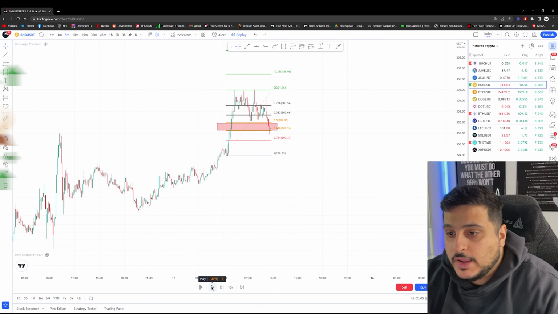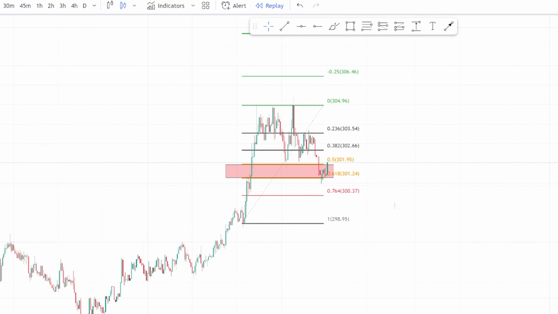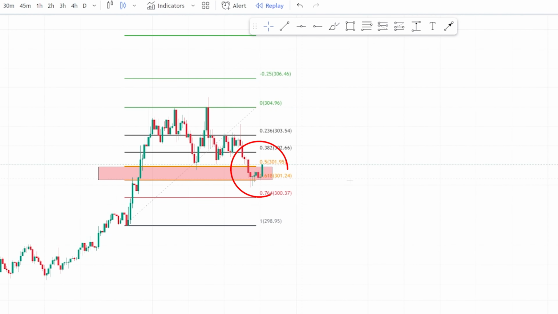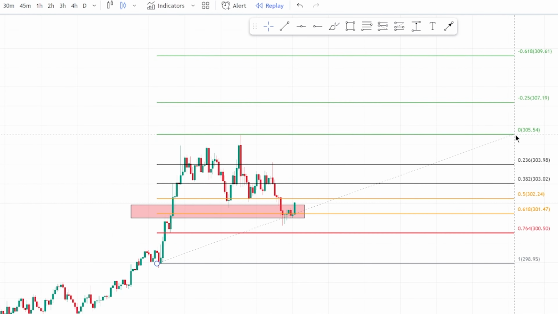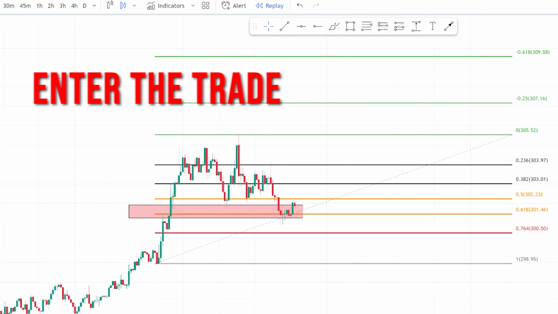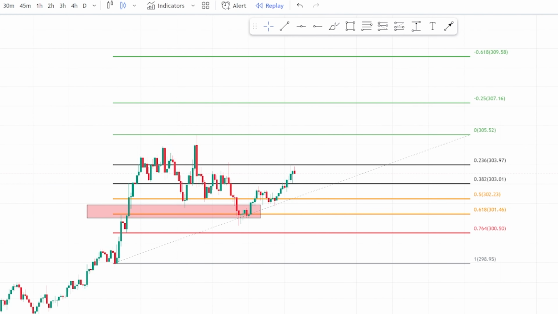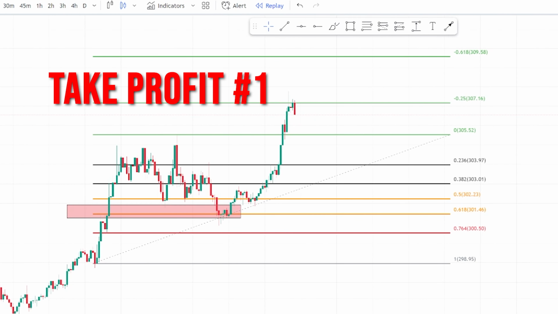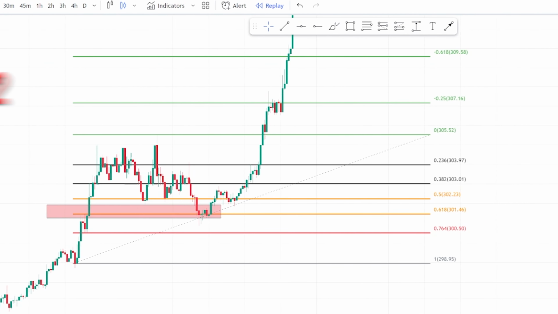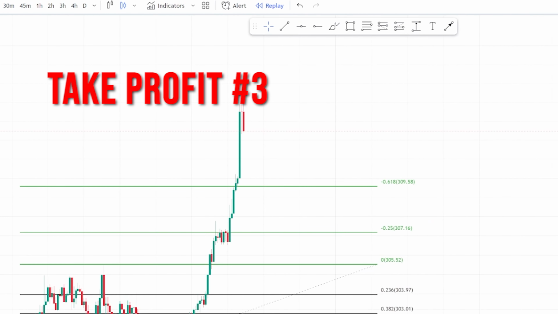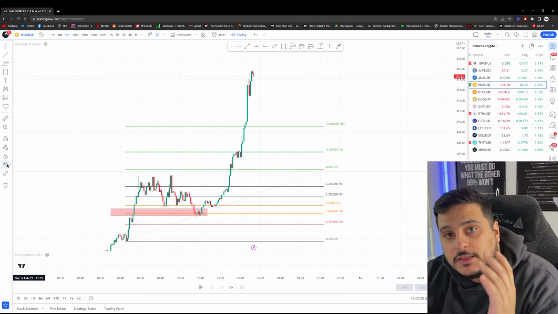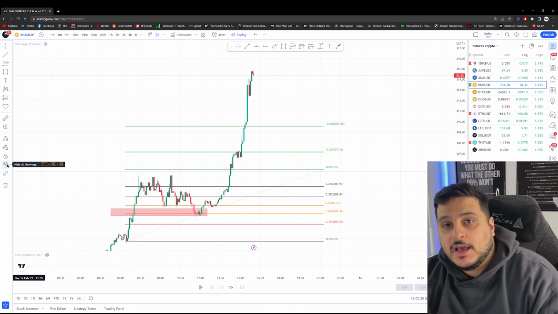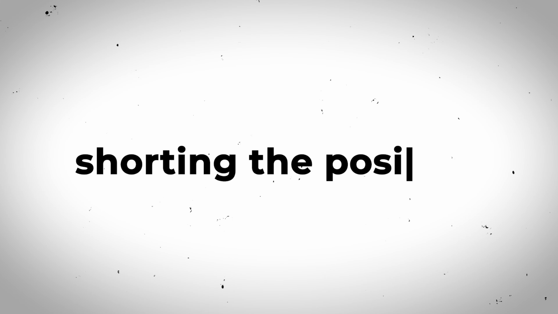We want to wait for a bullish sign. Boom, we got our bullish sign right here with that big green candle. And then next, what we just want to do here is simply enter the trade. And we're going to see that the price is absolutely going to skyrocket, hit our first take profit and our second take profit and our third take profit. And the price can even go higher than that. Very, very simple on how to trade this strategy. Now let me show you exactly how to do it in terms of shorting a position.